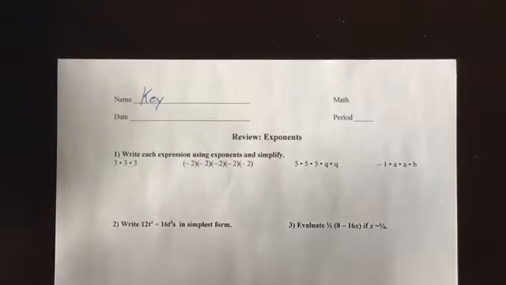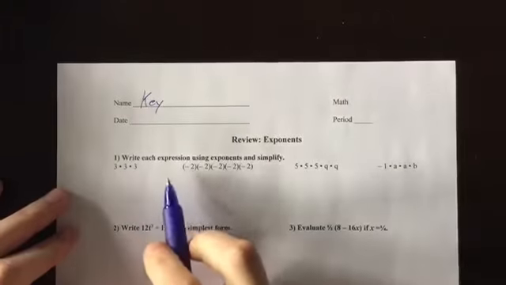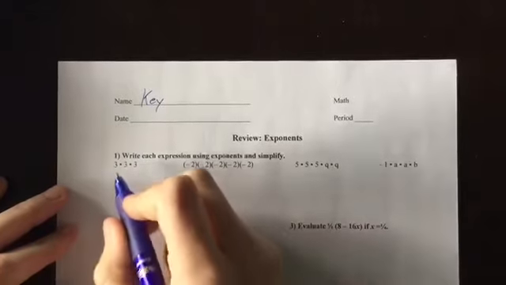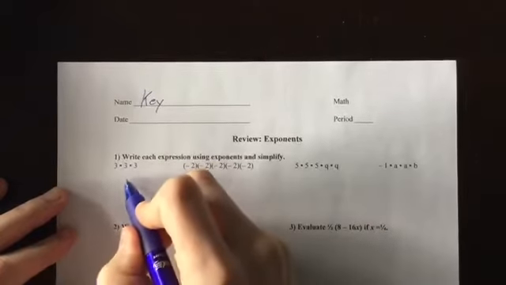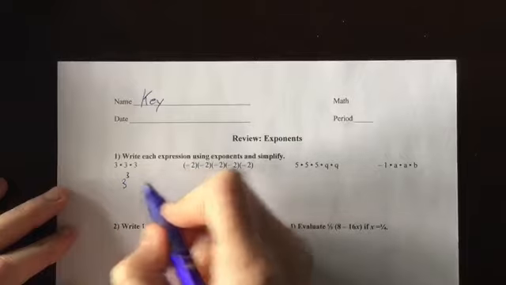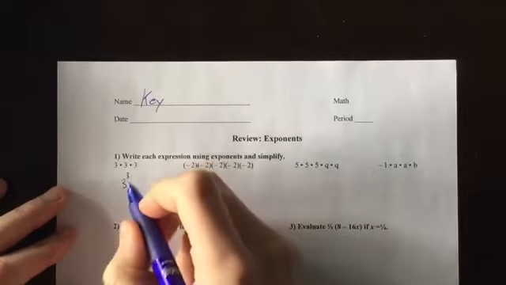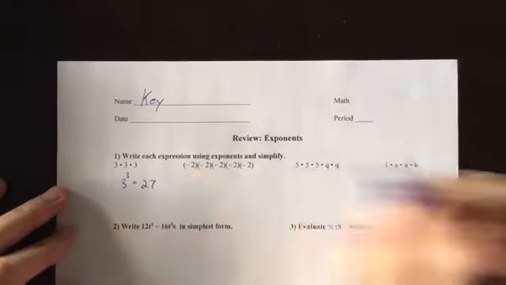Exponents review sheet, page 1. We're going to write each expression using exponents and simplify. Okay, so we're first going to write it using exponents. That would be 3 to the third. 3 times 3 times 3 is 27.